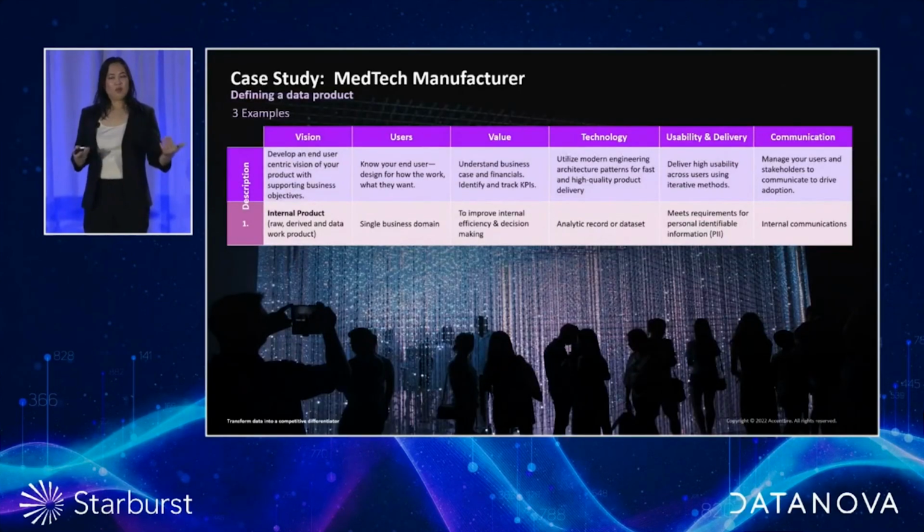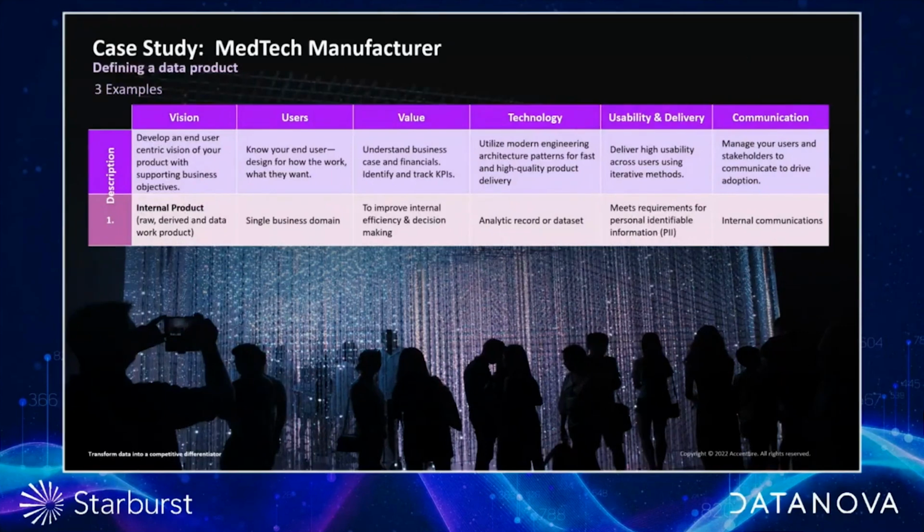So if I was to fill out that particular worksheet, here's how it might go. That internal product for another use case within that digital health record team, that's within that single business domain, right? That's the user set. And that user set, we're going to get value because that team's working off that same view of the data. It's going to improve internal efficiency and make for better decision making.